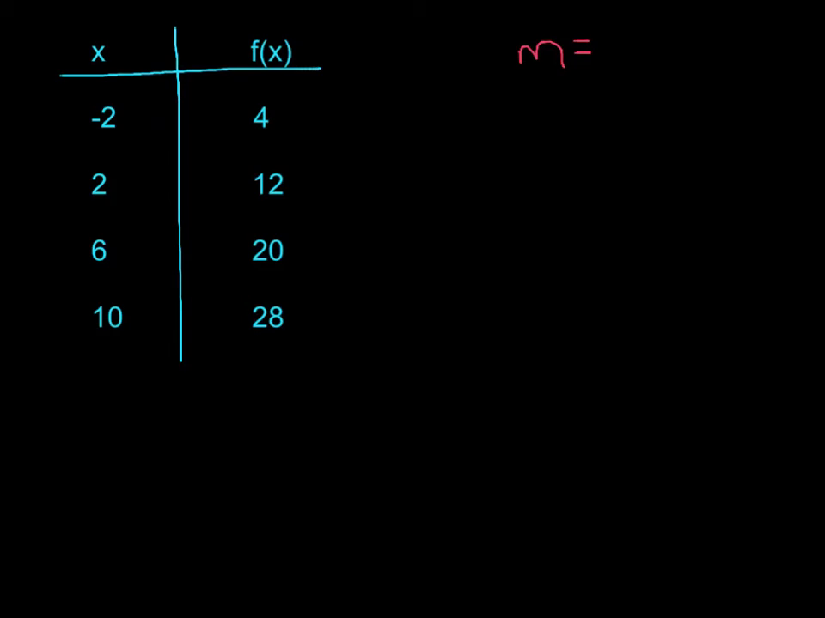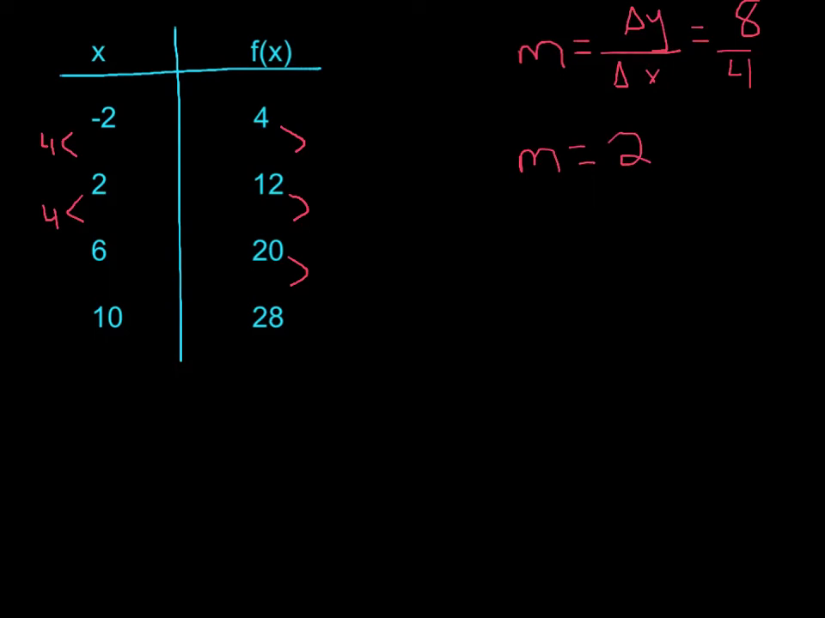Okay, in our third example, let's see, we've got our y values. How are our y values changing? It looks like they're going up by 8 each time. So our change in y is 8. And now our x values are going up by 4 each time. So change in x is 4, and 8 divided by 4 is 2.